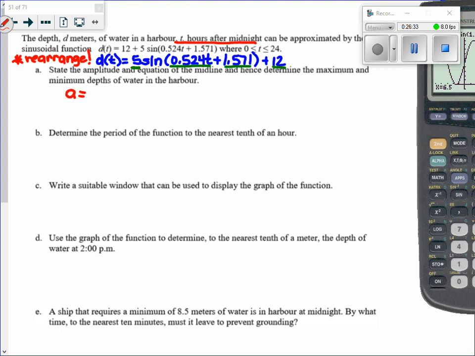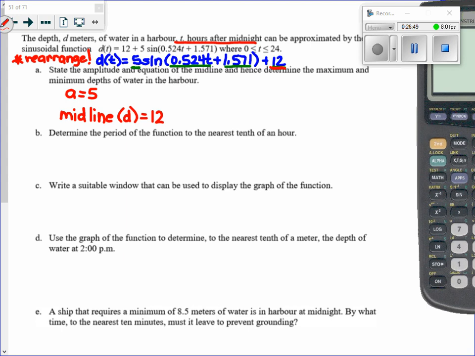Okay, so amplitude, A. Well, my A value in this equation is 5, so the amplitude is 5. My midline, that's really my D, okay? And I can read that right off the equation too. My midline is 12, okay?